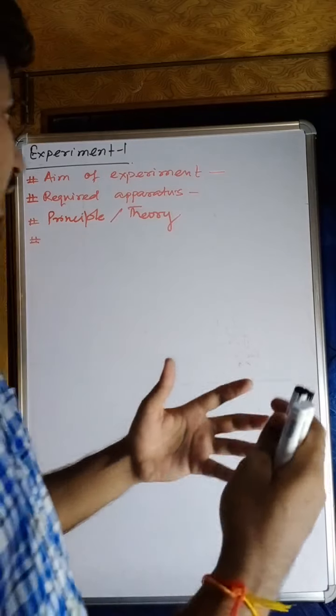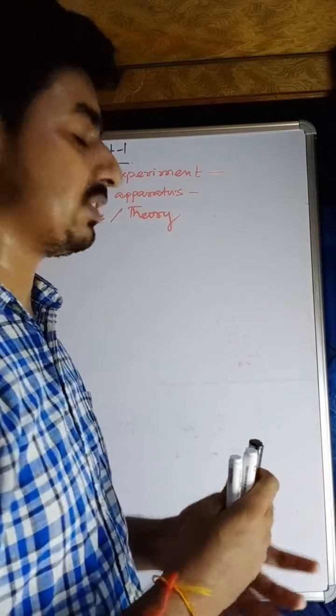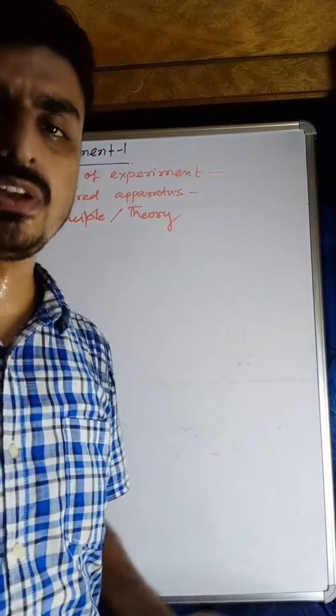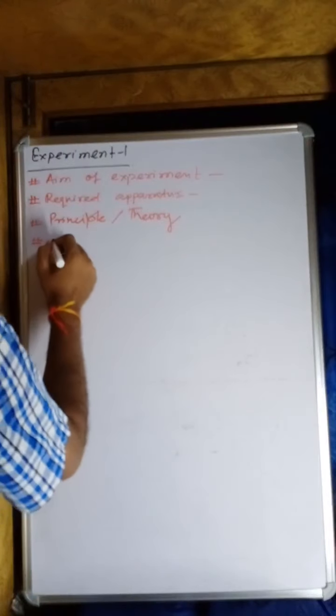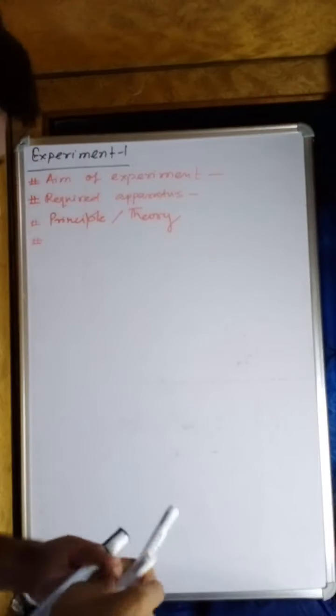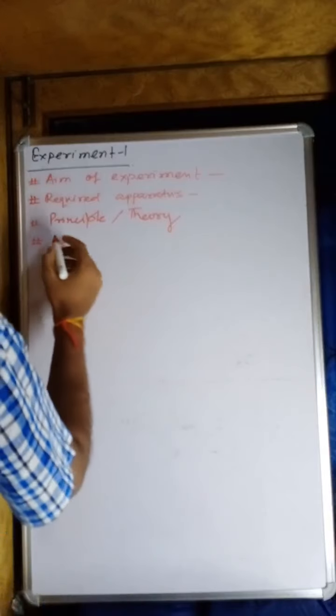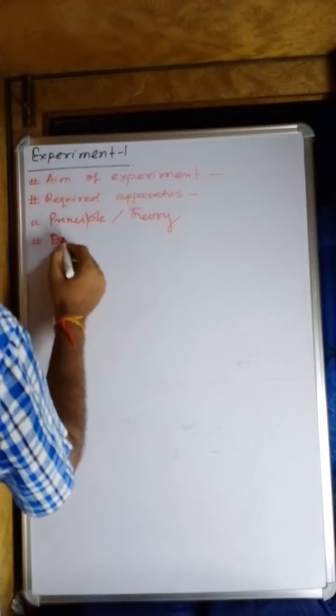Now the next step, after knowing the principle and theory, you try to maintain the diagram. I cannot say the circuit diagram, because in standard 11 you have to do all the experiments which are based on mechanics. Alright, so you will write simply the diagram. Okay, here the diagram. The next step will be the experimental diagram you can write. So it is diagram.